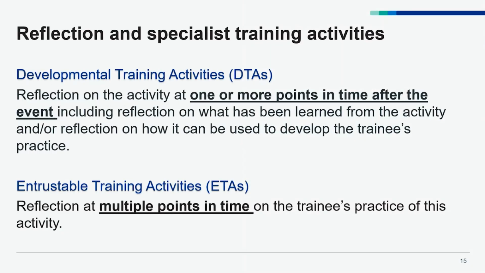So in terms of reflection and the specialist training activities then, we've got a bit of background there about where we're coming from. So as I mentioned before, DTAs, one or more points in time after the event, they've got to reflect. In entrustable training activities, it's reflection at multiple time points. So in theory, DTAs, minimum of one reflection. ETAs, it could be, for one person, it might be 3, another person, it might be 10, because it just depends on that training activity and their own performance in it at different times. So we'll have a think about that now.